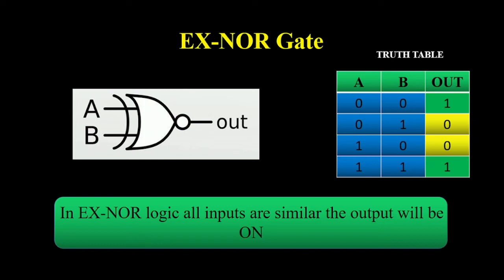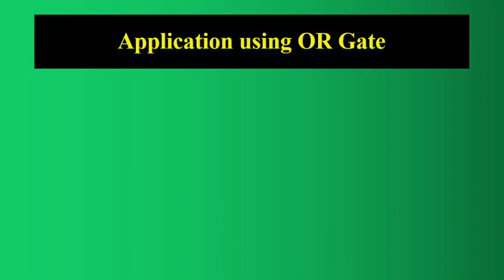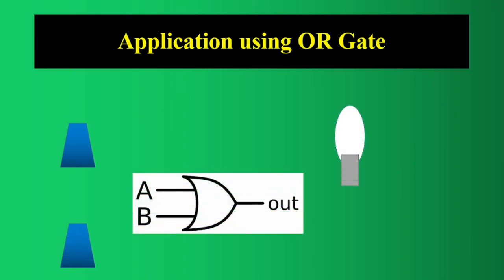Okay guys, now let us see one small application using a logic gate, which is nothing but the OR gate. Consider we have two switches and one lamp, and we have an OR logic gate, and using a connection we connect the switches and lamp, which is nothing but a two-way switch. Consider initially the two switches are in off condition.